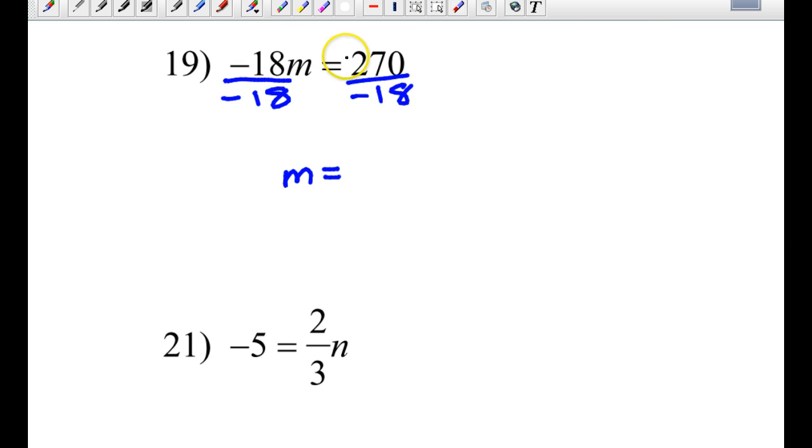And then, of course, what's the sign of the answer? Is it positive or negative? Negative. Yeah. Write that down first. That's the number one mistake. Is it positive or negative? And then do the arithmetic. 270 divided by negative 18.